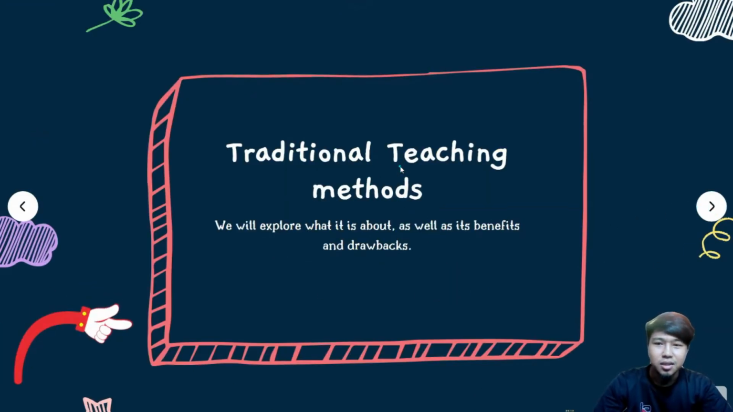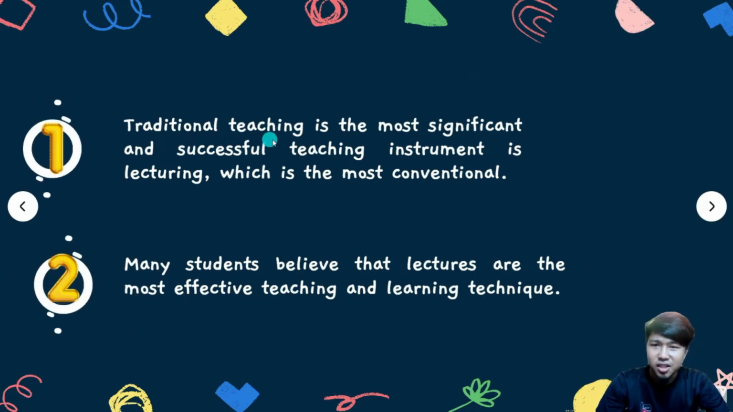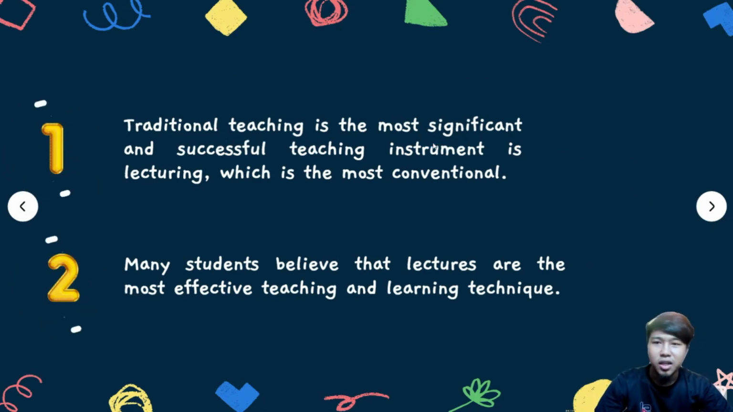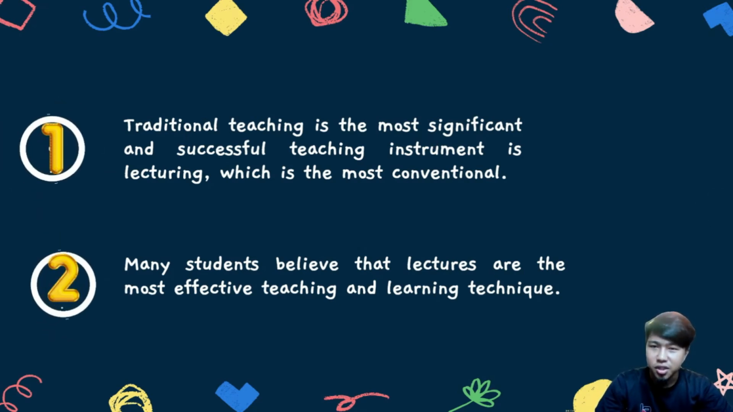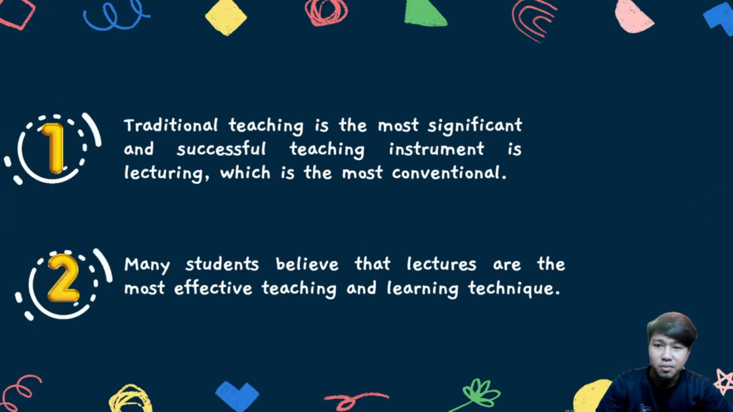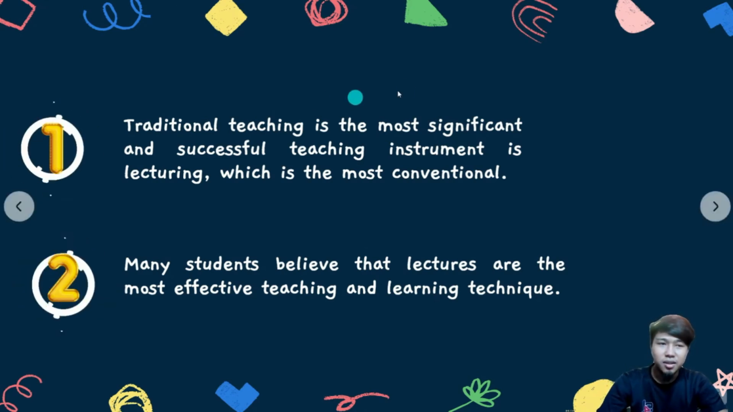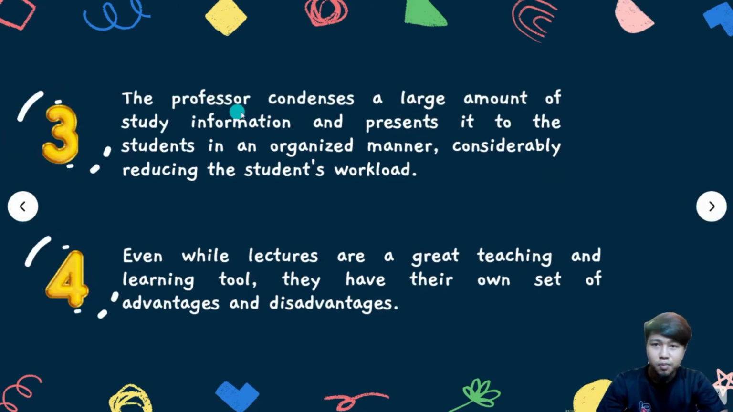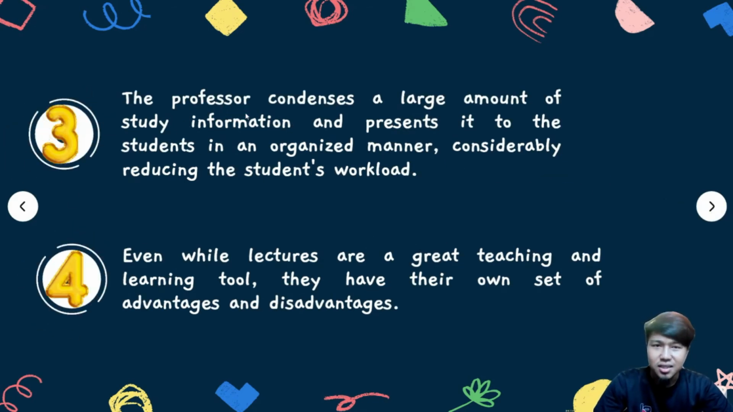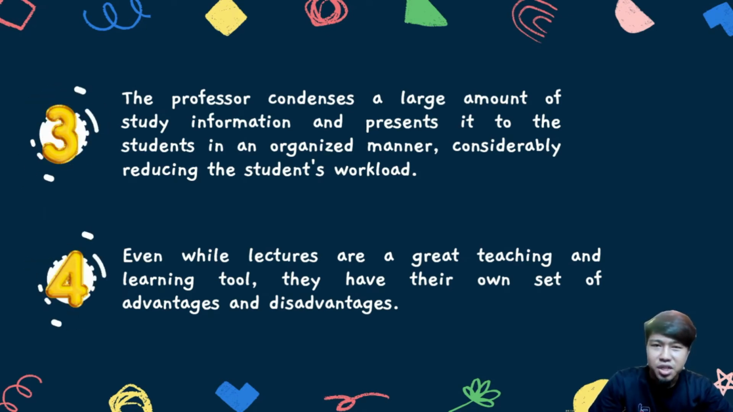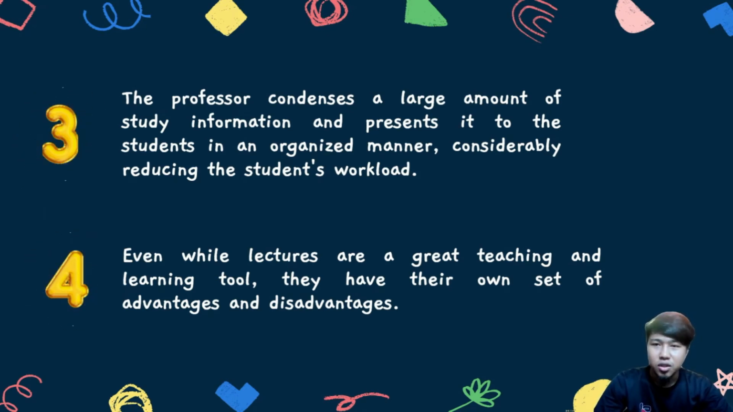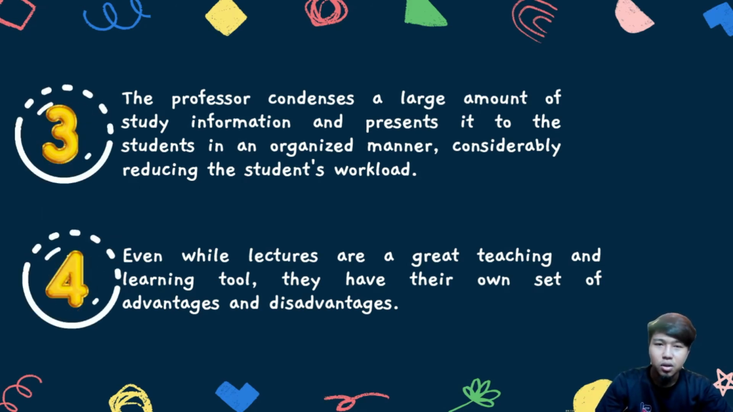Traditional teaching methods. We will explore what it is about as well as its benefits and its drawbacks. The meaning of traditional teaching: the most significant and successful teaching instrument is lecturing, which is the most conventional. Number 2, many students believe that lectures are the most effective teaching and learning technique. Number 3, the professor condenses a large amount of study information and presents it to the students in an organized manner, considerably reducing the students' workload.